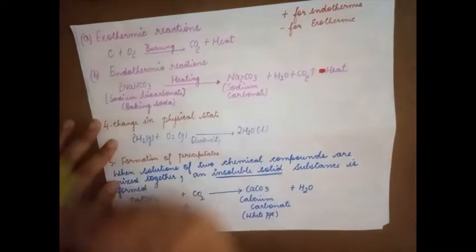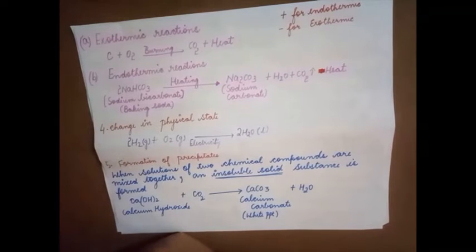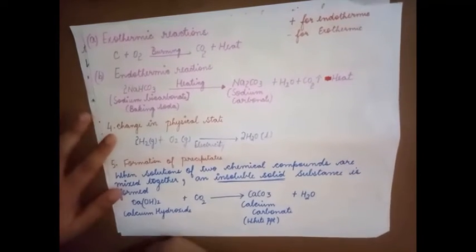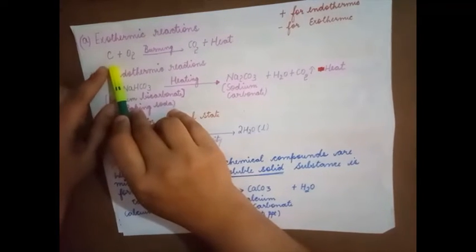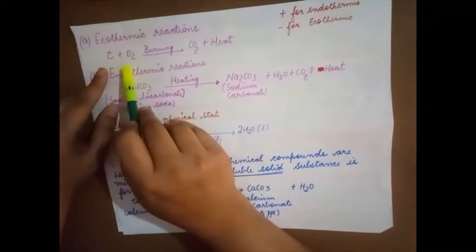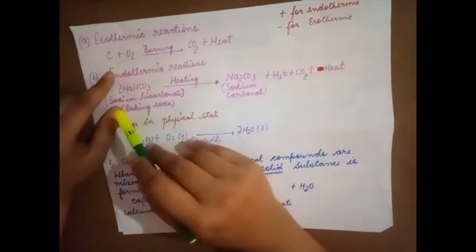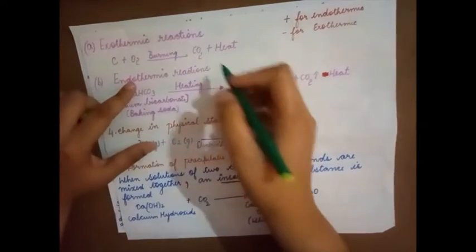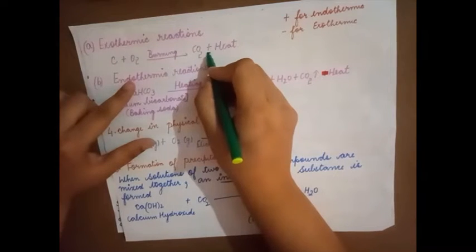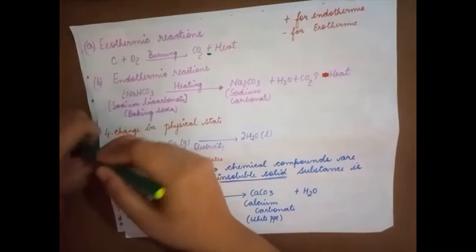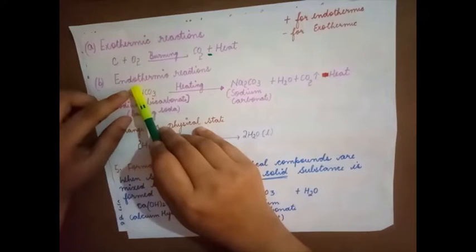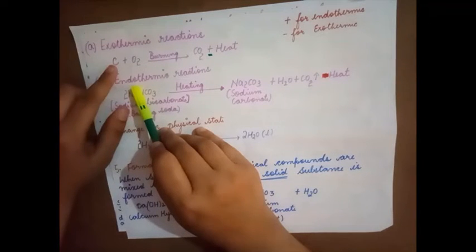exothermic reaction. Exo means outside. Thermic means heat. So the heat is released outside. During this particular reaction, the heat is released. Carbon combines with oxygen to form carbon dioxide, and heat energy is being released. Whenever the heat energy is being released, we use this plus symbol over here. This is with respect to exothermic reaction.